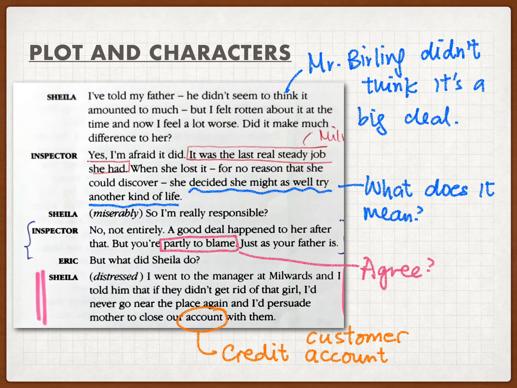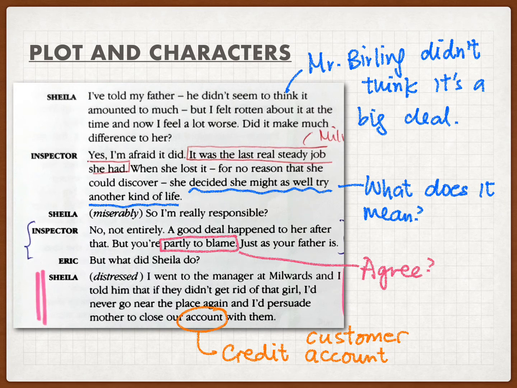Do you agree? And you can see that Sheila was so different from Mr. Birling, because from the beginning until the end, Mr. Birling never admitted his own responsibility and own blame. He didn't take any blame. But for Sheila, she cared a lot whether it was her responsibility. So that's the difference between Sheila and Mr. Birling. And so Sheila continued to explain what happened to Eva at Millwards.